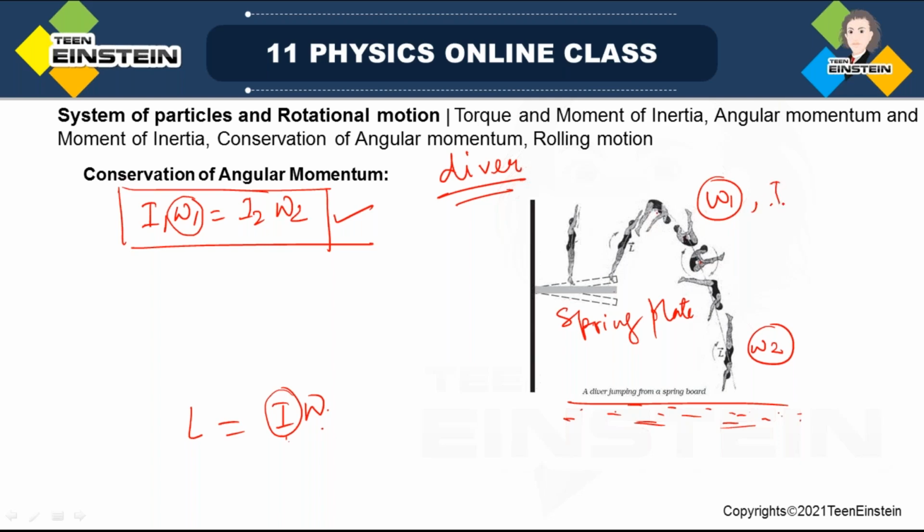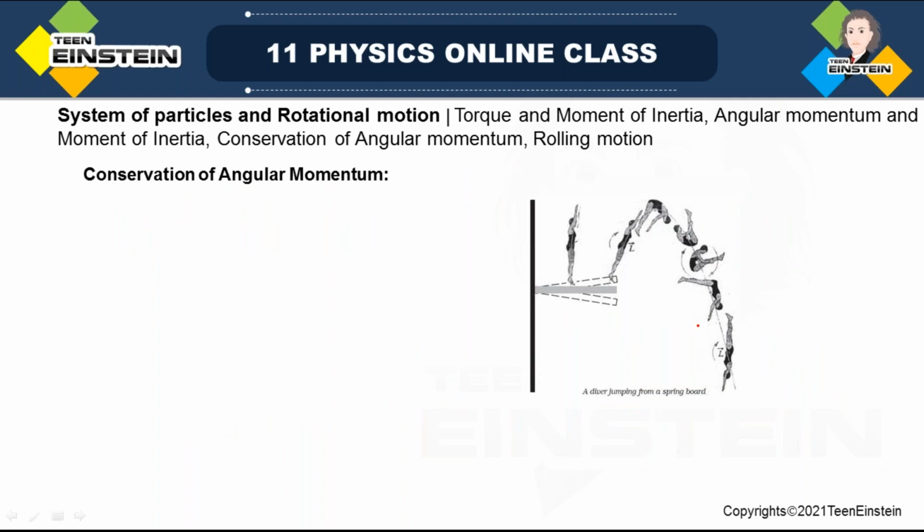So what do you have to do? Here the moment of inertia was I1, here the moment of inertia is I2. If you want omega 2 less than omega 1, you must have I1 less than I2. If I2 is more, then the product I into omega is conserved, so omega 2, that means the angular velocity, decreases. That's how they reach the water surface and go into the water very smoothly. You can watch some YouTube videos on this particular example.